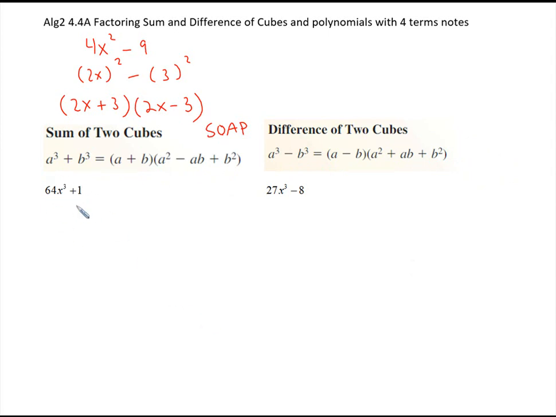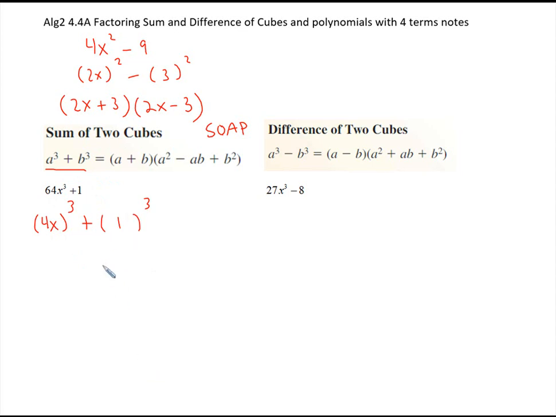So let's say we need to factor this. So first of all, anytime you're factoring, we look for a GCF. This one doesn't have a GCF, but if there was, we would take it out. Second, you should recognize that this is a perfect cube. I can make this problem, 64x to the third, that's 4x to the third. 1 is 1 to the third. So I can make this problem fit this pattern right here. So that means that it is a sum of cubes.